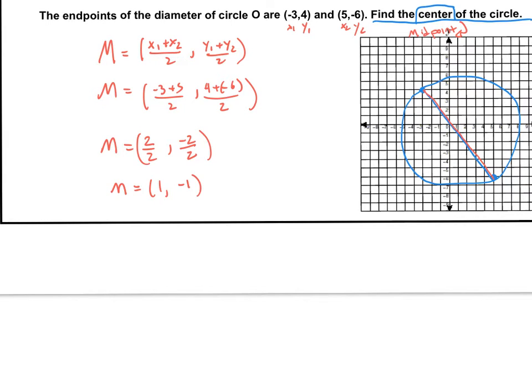Now let's check here. Let's go to (1, -1). Now, does this look like the center of this circle right here? Does that look like the center? Sure does to me. So the center is at (1, -1). Okay? So, like I said, it's about figuring out when to use the formula. That's the big thing here.